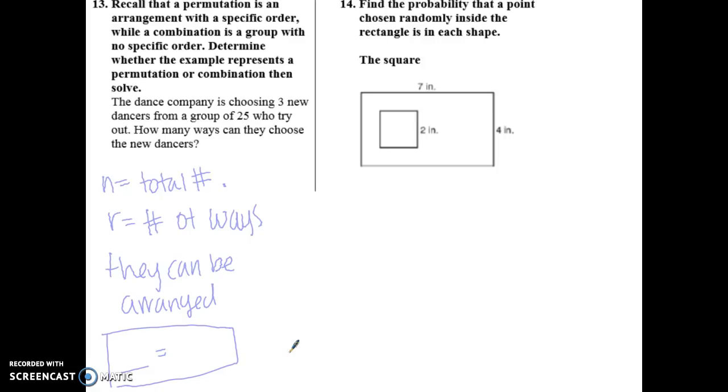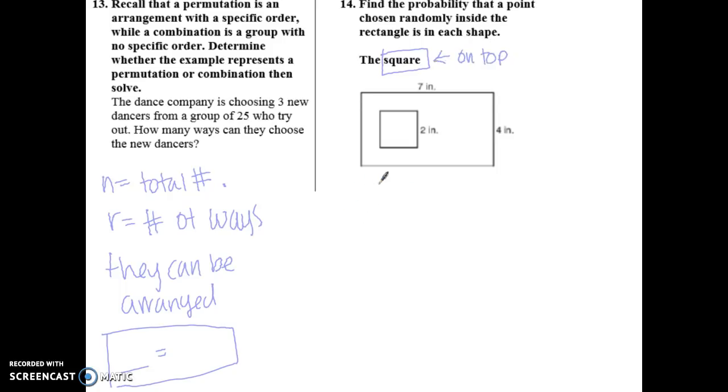Now let's move on to number 14. And so this is going to be a geometric probability question. It says, find the probability that a point chosen randomly inside the rectangle is in each shape. And we are looking at the square here. Reminder, this is always going to go on top.